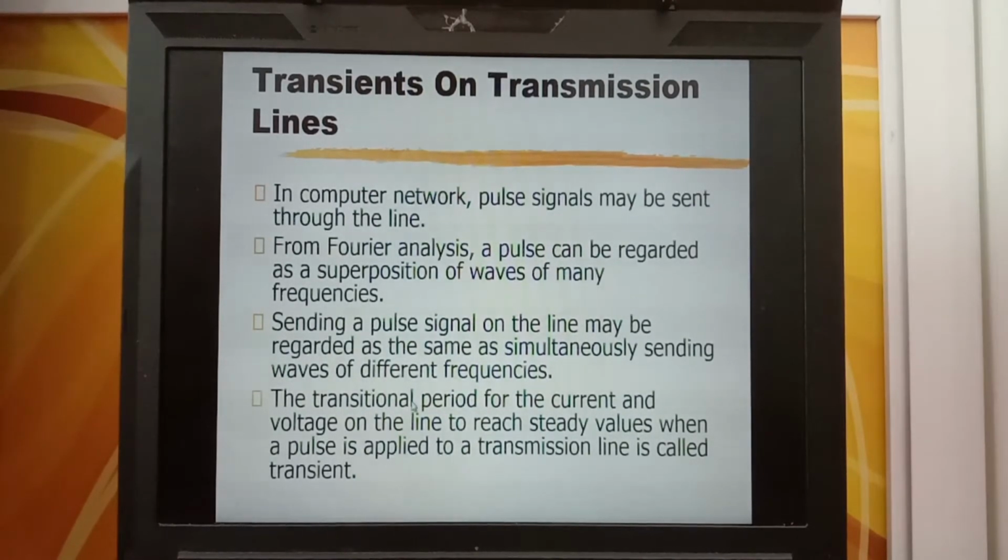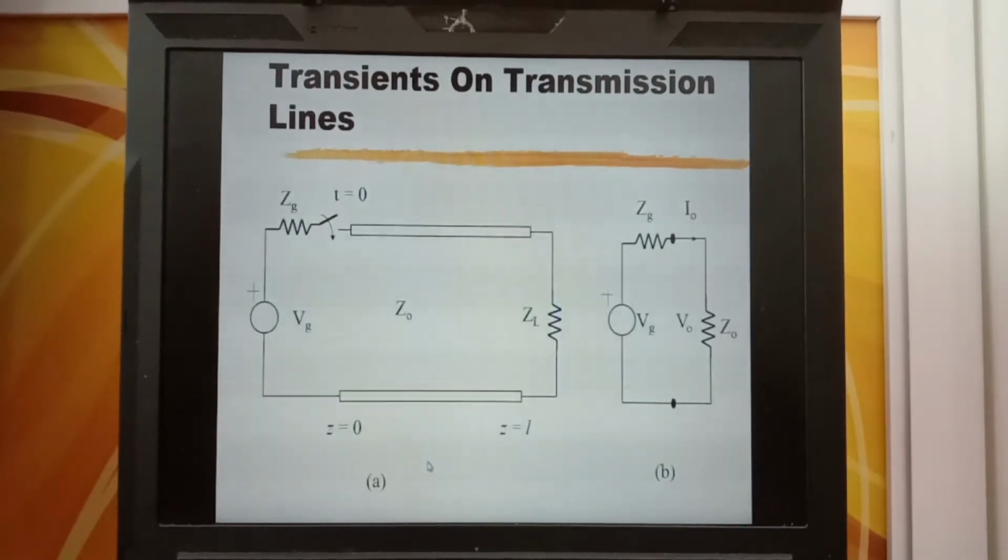The transitional period for the current and voltage on the line to reach steady values when a pulse is applied to a transmission line is called transient. Consider a voltage source connected to a transmission line through a switch. At the end of the transmission line, we have a termination impedance ZL.